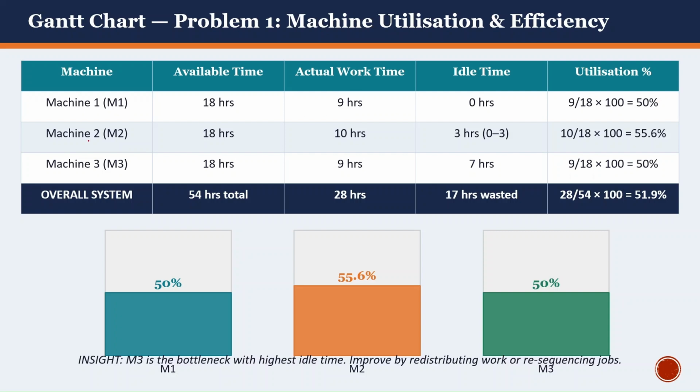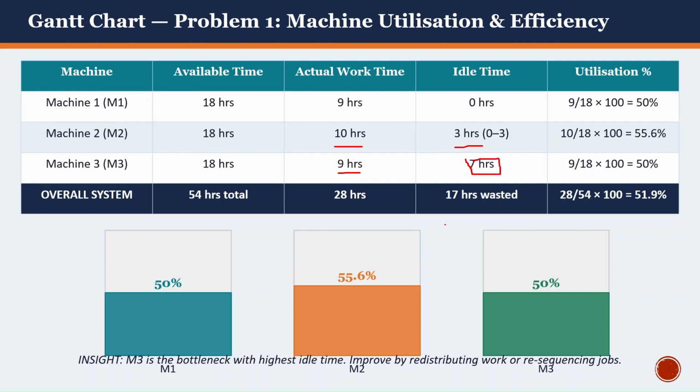For machine 2, we have utilized it for 10 hours and it remains idle for 3 hours. So that is 55% utilized. Again for machine 3, the actual work utilized is only 9 hours. So this is also utilized by 50% only. So 3 hours is idle for one machine and 7 hours for another.